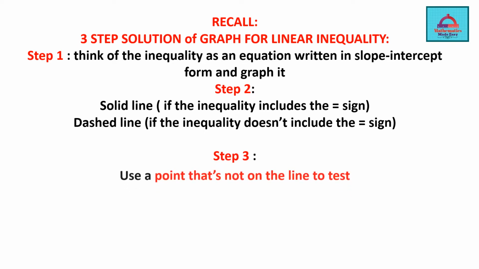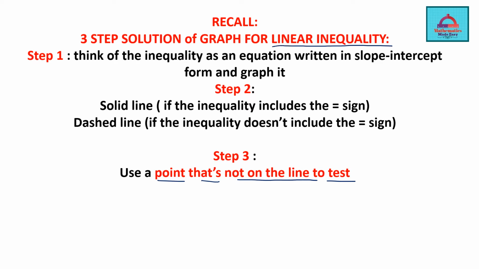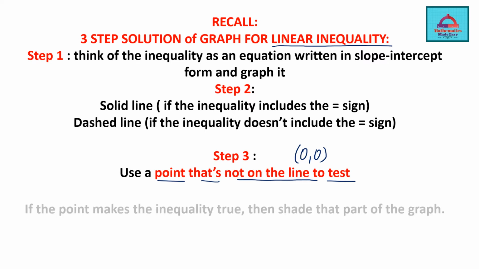In step 3, we use a point that is not on the line to test. This is a very important thing. I'm going to underline it. Use a point that is not on the line to test. So if the line given to you in the linear inequality includes 0, 0, or is passing through 0, 0, then in that case you cannot take 0, 0 to be the test point.